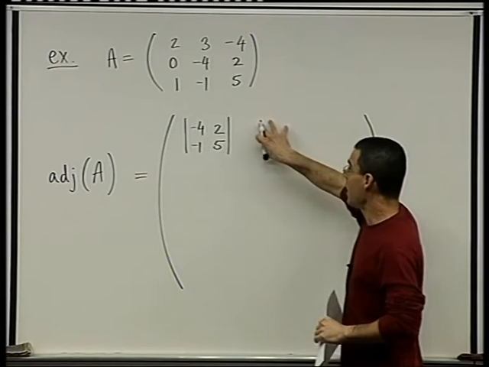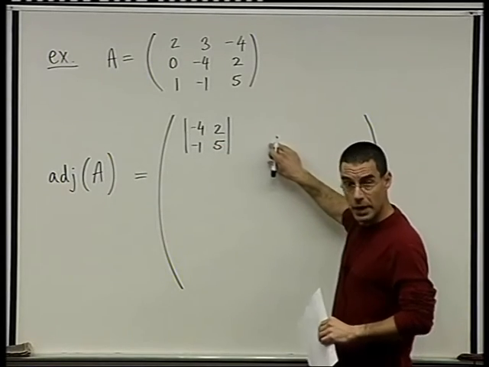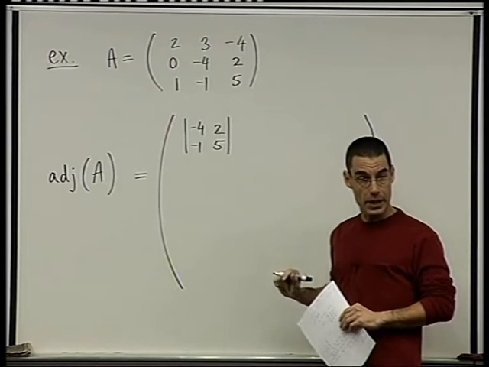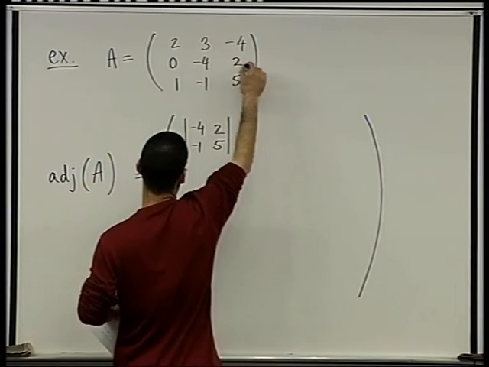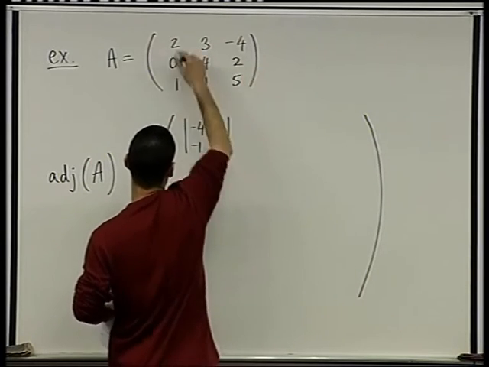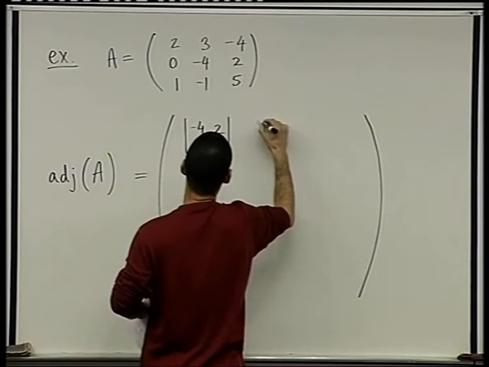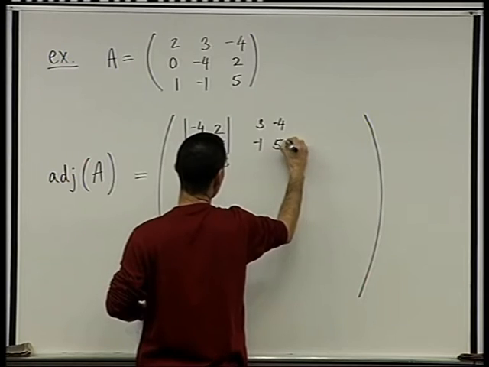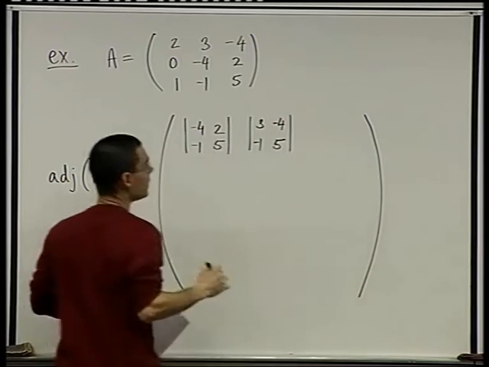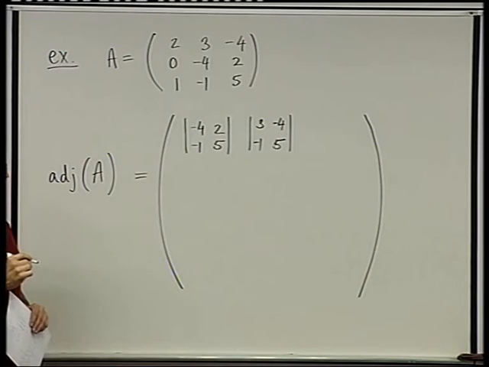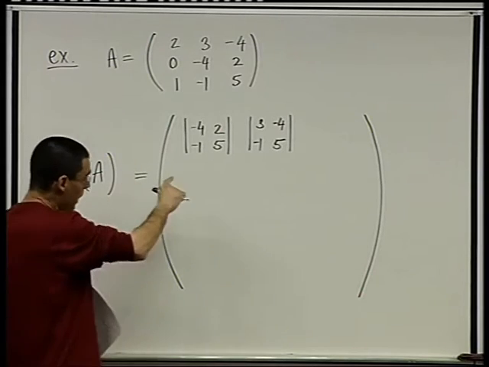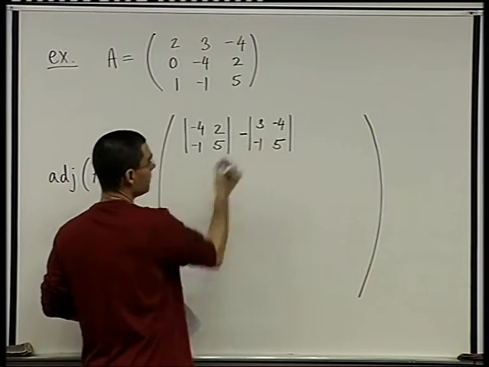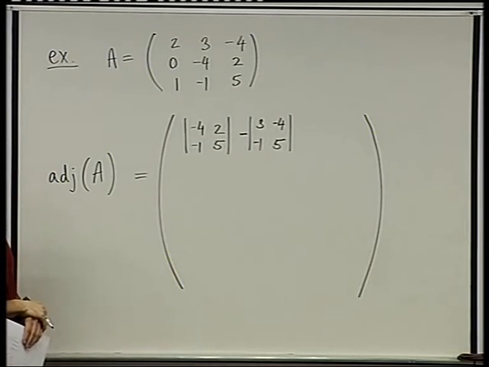What about this entry here? Okay, so it's the 1, 2 entry. So what I'm going to write here is the 2, 1 minor, right? I'm going to cross out the second row and the first column. So I'm going to get 3, negative 4, negative 1, 5. That's the corresponding minor. Do you agree? And then I need minus 1 to the power 2 plus 1, which is 3, so there's a minus here. Do you agree? Okay.